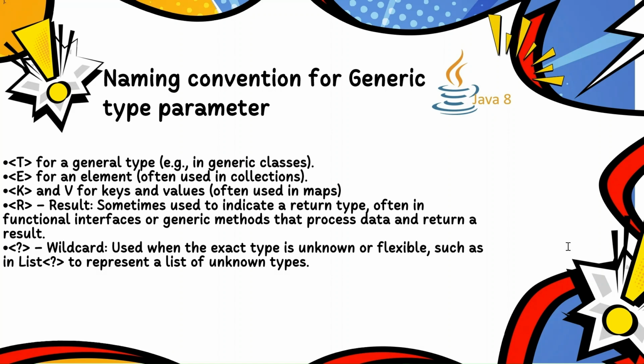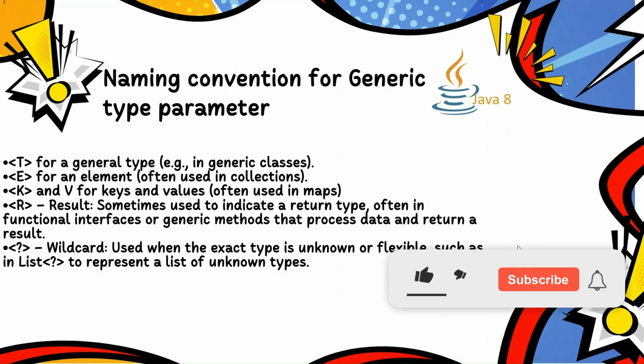K and V. They represent key and value and are mostly used in maps. Example, Map<K, V> might represent a collection where K is the type of keys and V is the type of values. This would be written as Map with angle brackets containing K, comma, V. Next, R. This stands for result and is sometimes used to represent the return type in functional interfaces or generic types that process data and return a result.